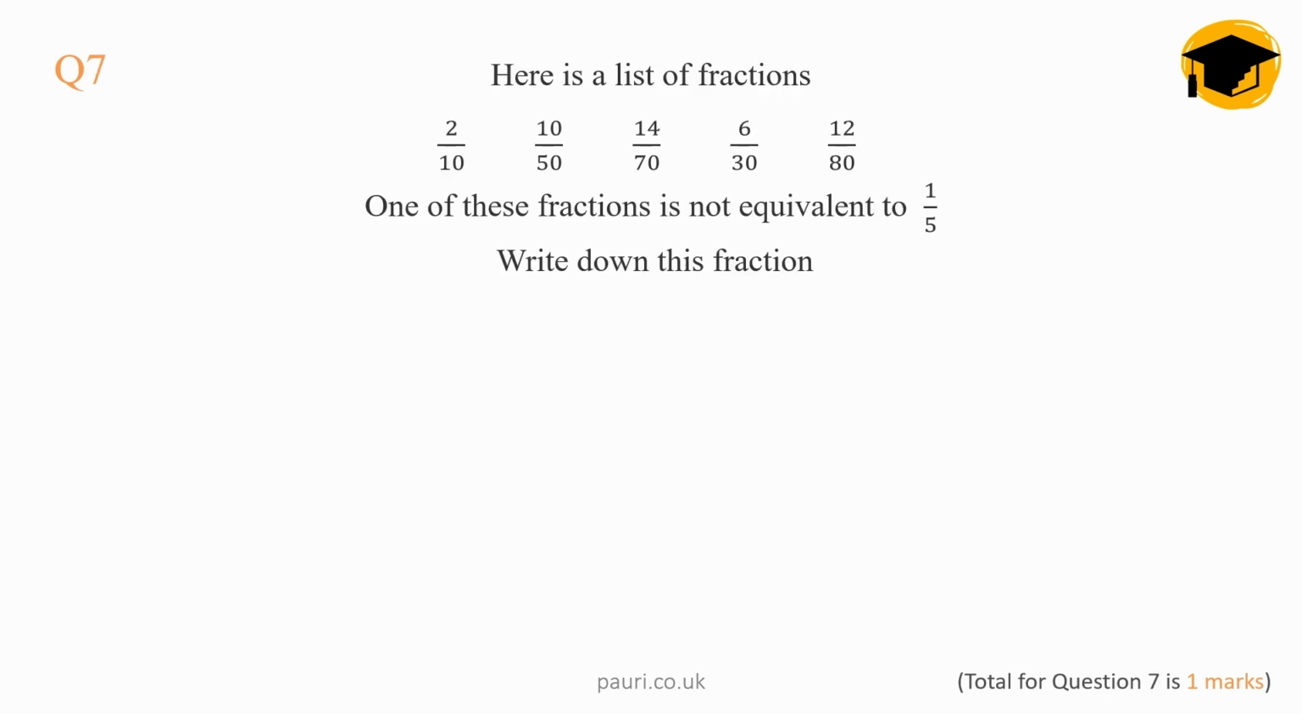One of these fractions is not equivalent to 1 over 5. Write down this fraction. So let's go from left to right. 2 over 10. If I divide top and bottom by 2, that's the same as 1 over 5. So it's not that one. 10 over 50.